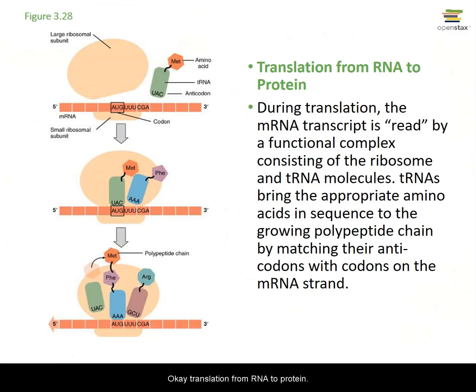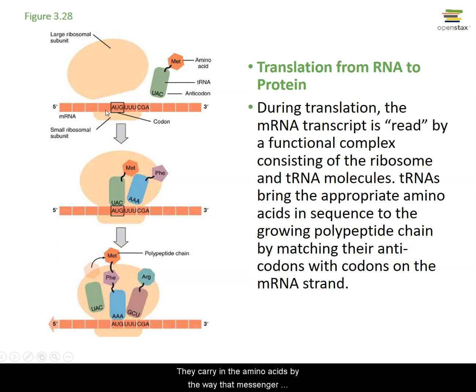Okay, translation from RNA to protein. So here you have that messenger RNA, and there you have those 3 nitrogenous bases. That 3 nitrogenous base section there is called a codon. Transfer RNA, and this is a transfer RNA, tRNA here. They carry in the amino acids.